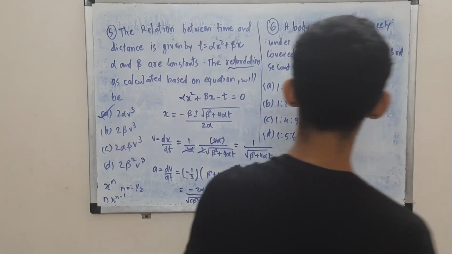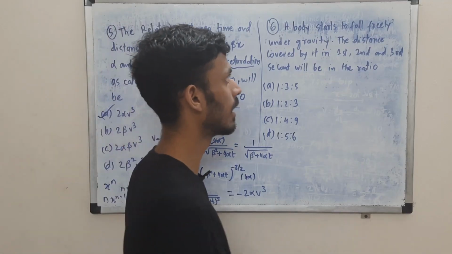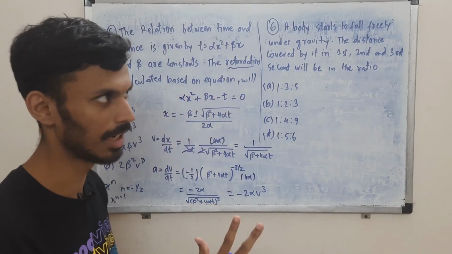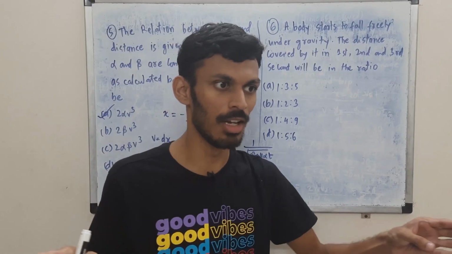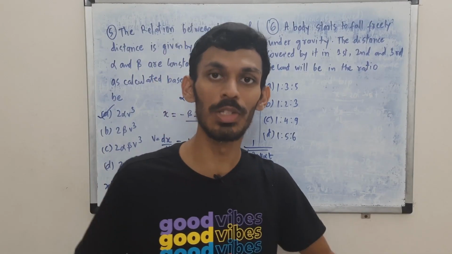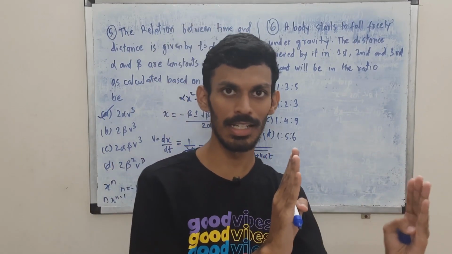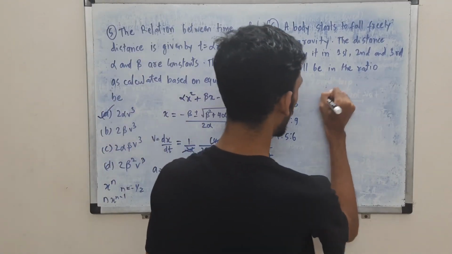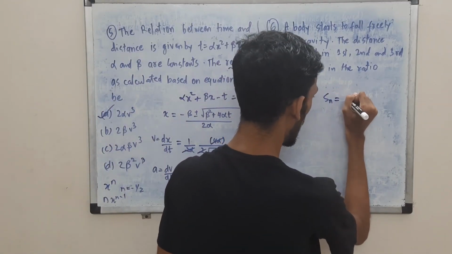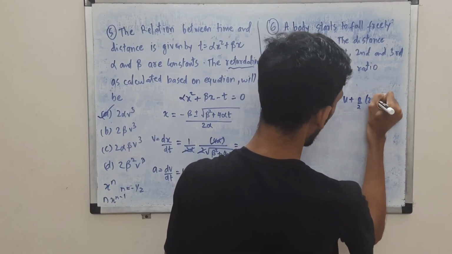Let's come to this one. Body starts to fall freely under gravity. The distance covered by it in the first, second and third second. Okay, it's the distance in the particular second, not over the first second, then over 2 seconds, over 3 seconds. No. Okay, first second, second second, third second. Okay, what is the distance? So for that we have the formula, S_n is u plus a by 2 into 2n minus 1.